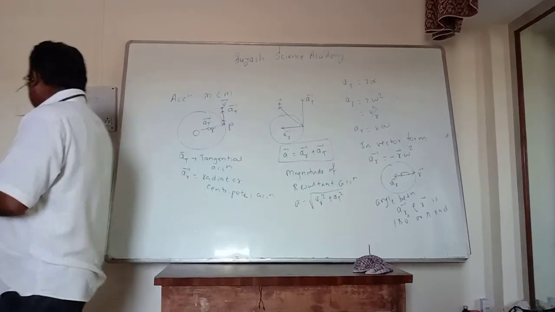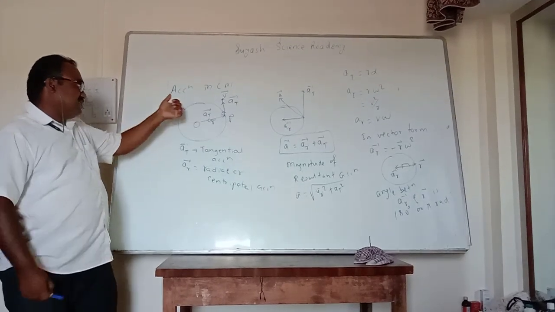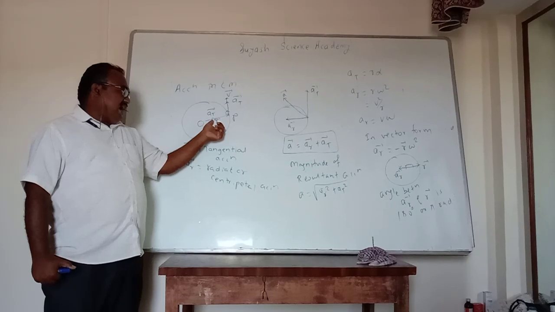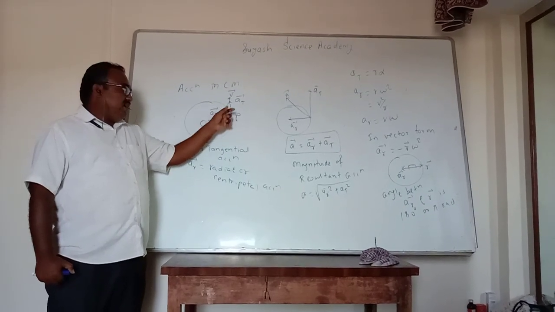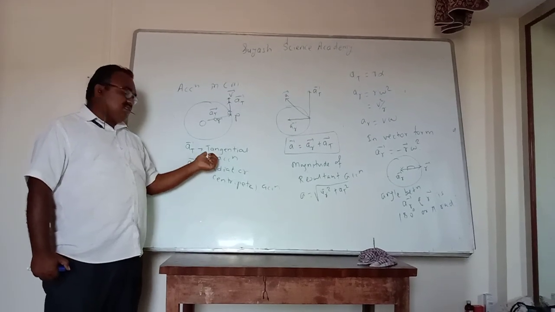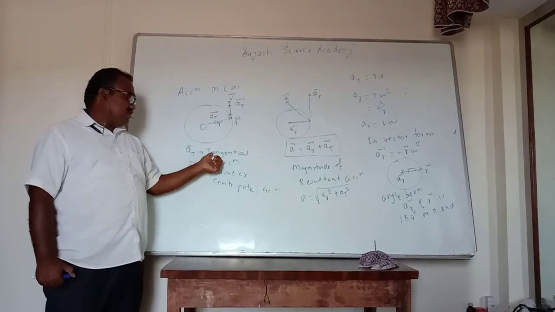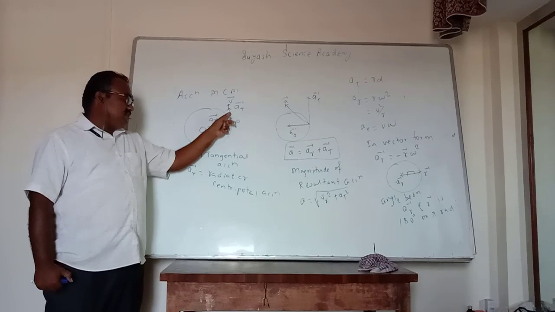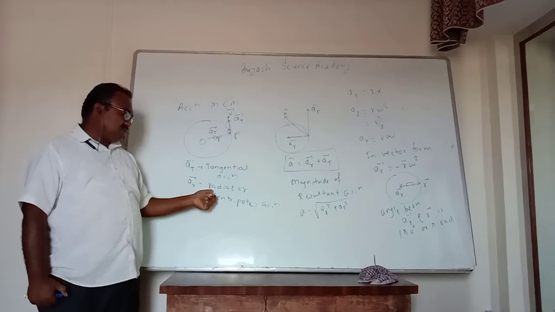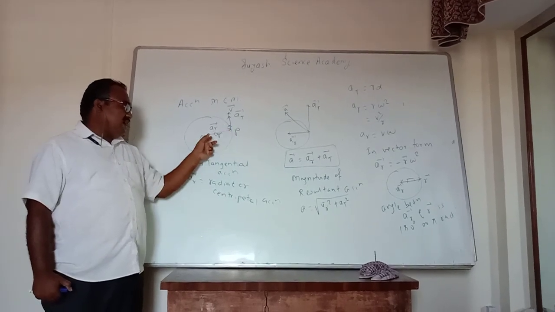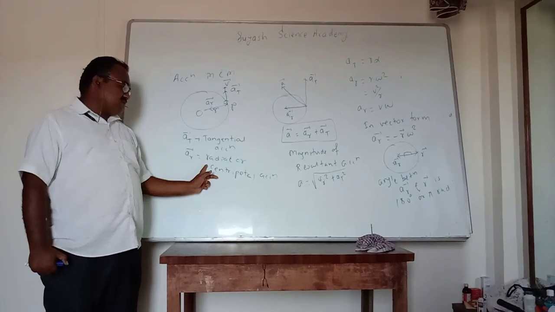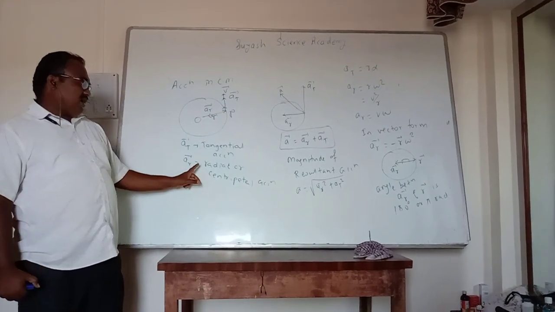Again, I will repeat this whole topic of acceleration in circular motion. There are two types of acceleration: one is the radial or centripetal acceleration, and the second is the tangential acceleration. The meaning of tangential acceleration: the acceleration which is tangential to the radius vector. And radial acceleration is the acceleration which acts along the radius from circumference to center, called centripetal or radial acceleration.